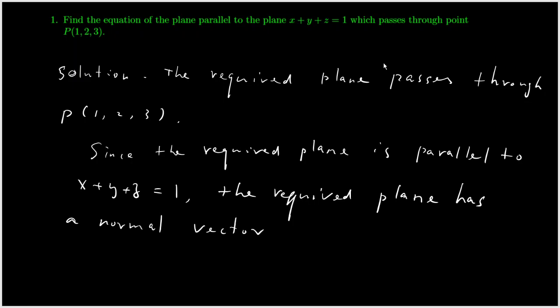Anybody want to tell me a normal vector of the required plane? Please. I'm going to use n to denote the normal vector, so just tell me the three components, please. This plane has a normal vector 1, 1, 1, so the required plane, the plane we are looking for, is parallel to that plane, right? So they share the same normal vector. So a normal vector is the vector with three components 1, 1, and 1, right? So does that make sense?